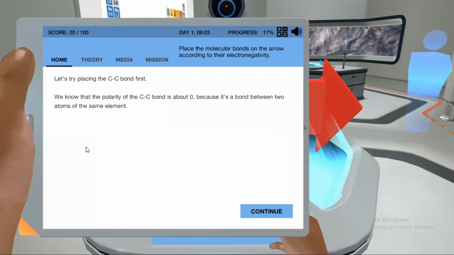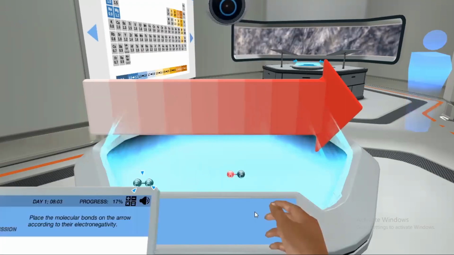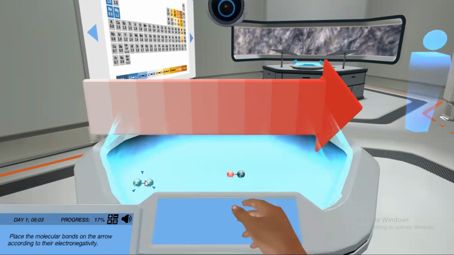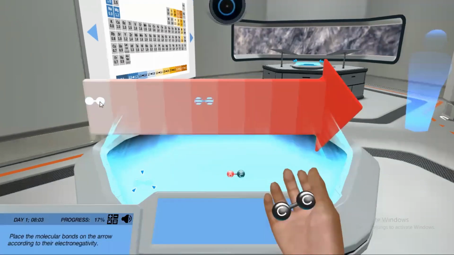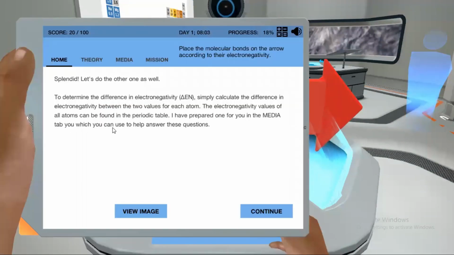Let's try placing the CC bond first. We know that the polarity of the CC bond is about 0, because it's a bond between two atoms of the same element. Splendid. Let's do the other one as well.